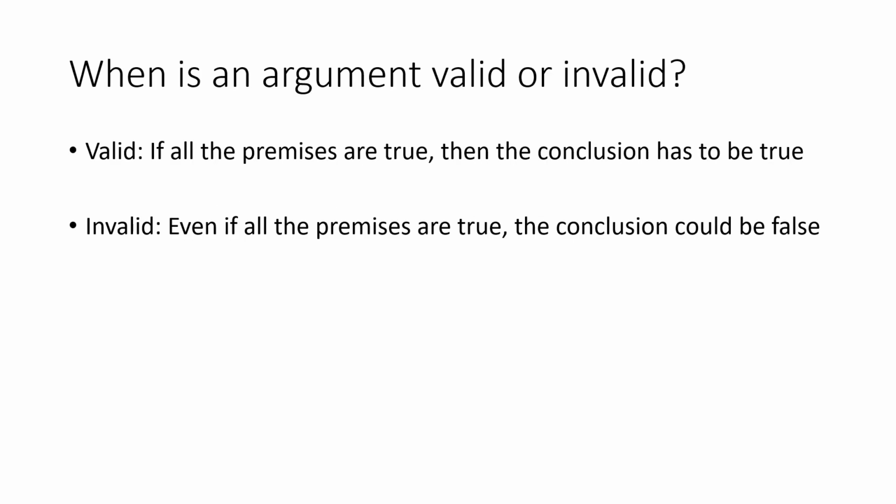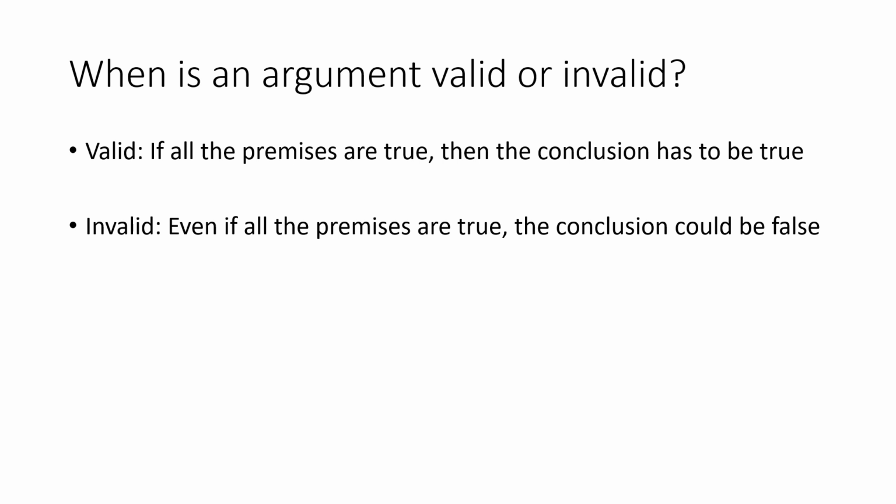An argument is valid when, if all the premises are true, then the conclusion has to be true. What this means is, if all the reasons or all the premises in the argument are true, then the conclusion would have to be true. There can't be any single circumstance where the premises could all be true, but the conclusion turns out to be false. So this is how we can tell whether an argument is invalid.